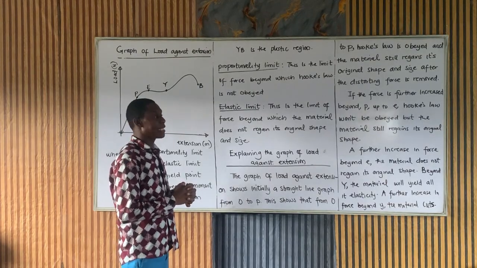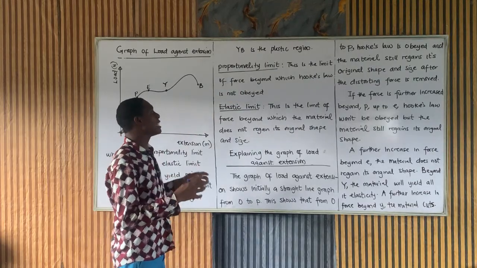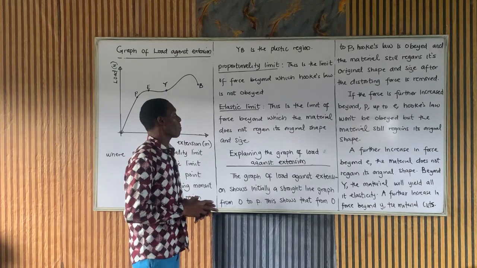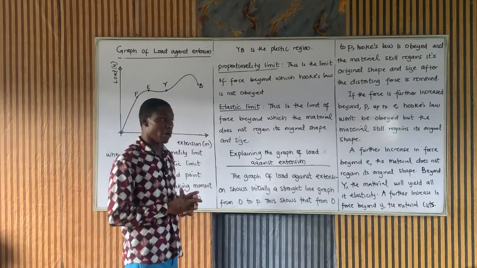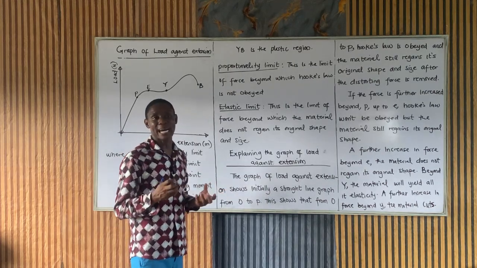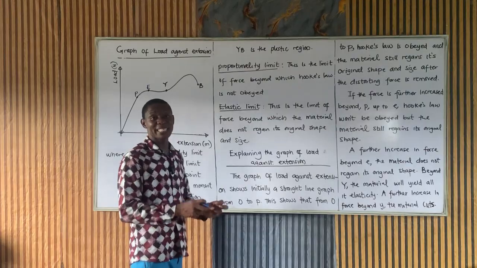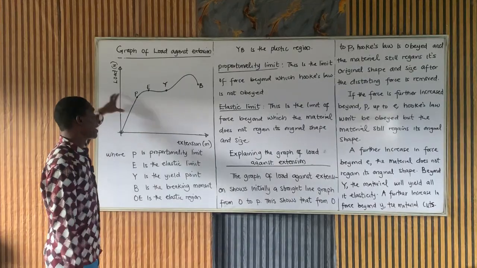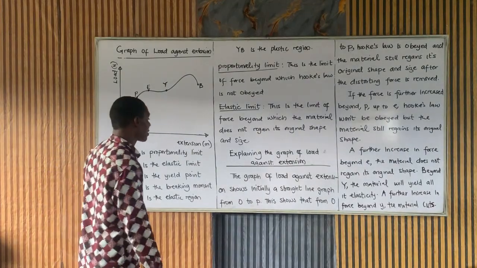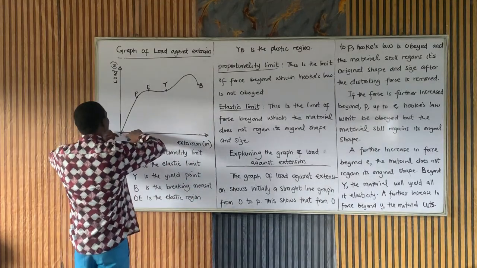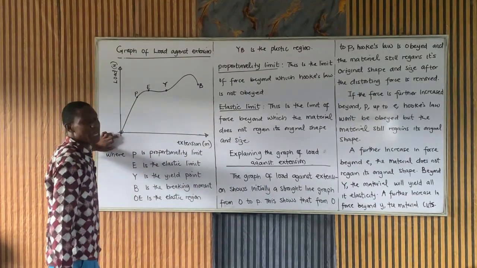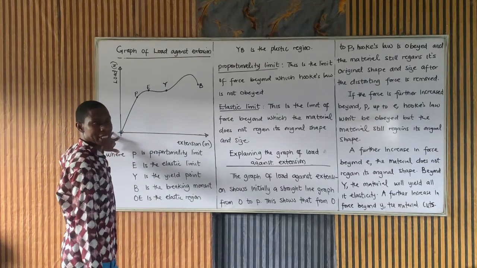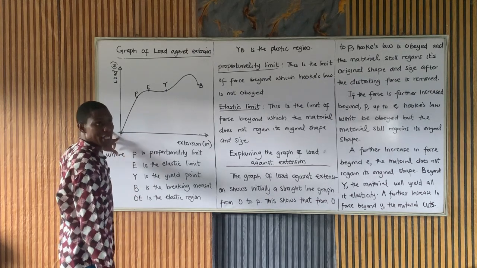Now, what then is the proportionality limit? It is the limit of force beyond which Hooke's law won't be obeyed. And the elastic limit is the limit of force beyond which the elastic material won't regain its original shape, even after the distorting force has been removed. Now, let's explain this graph of load against extension. The graph is a straight line from point O to point P, which shows that from point O to point P, Hooke's law is obeyed and the material still regains its original shape.